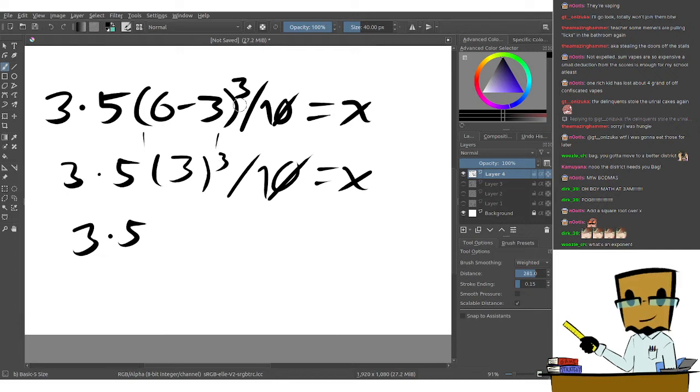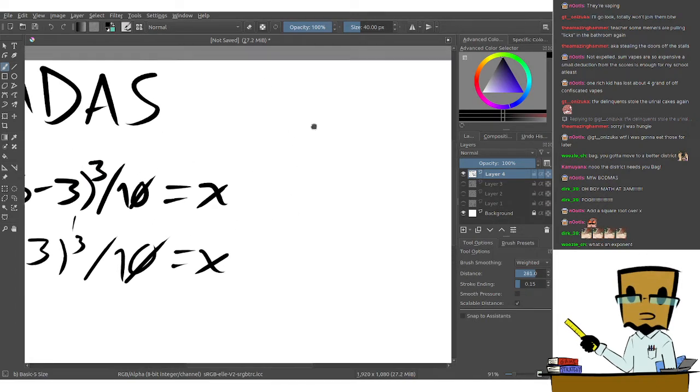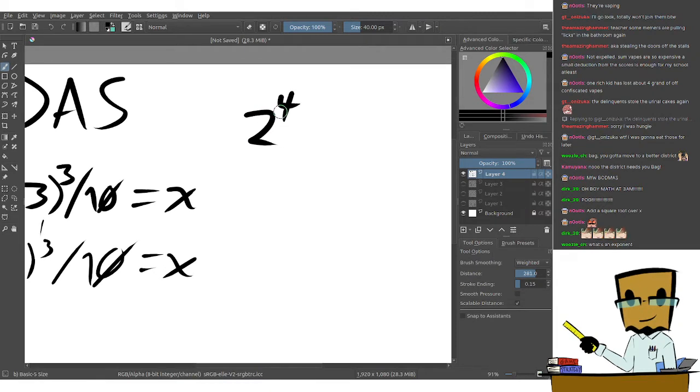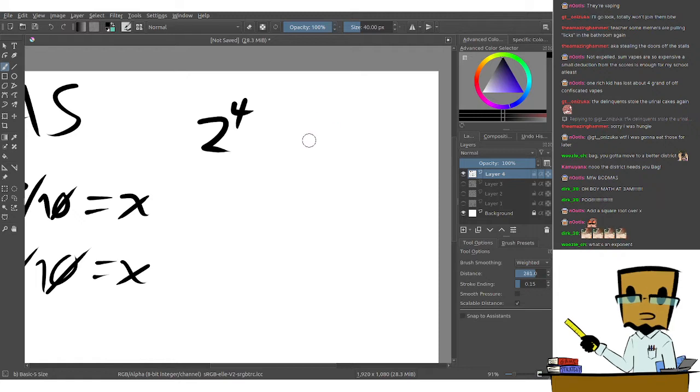What's an exponent? It's the number above. So you get something like 2 to the power of 4. It's an exponent, I believe.